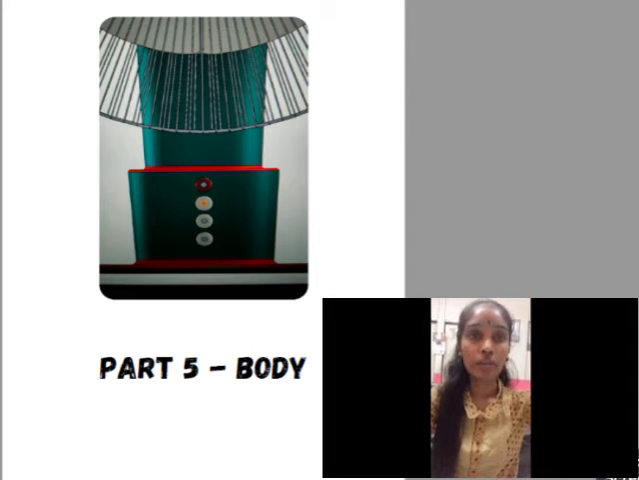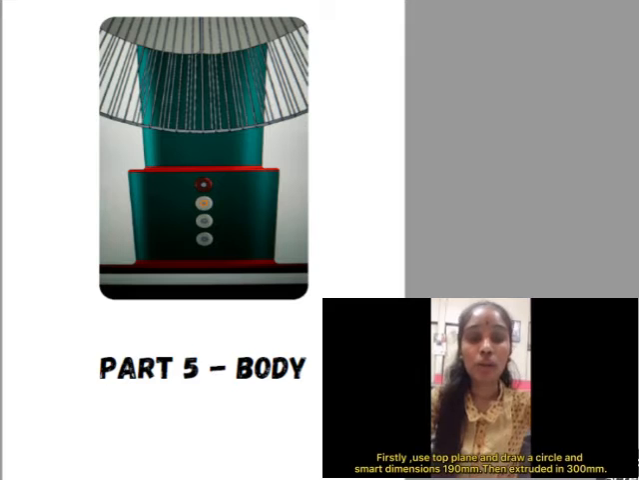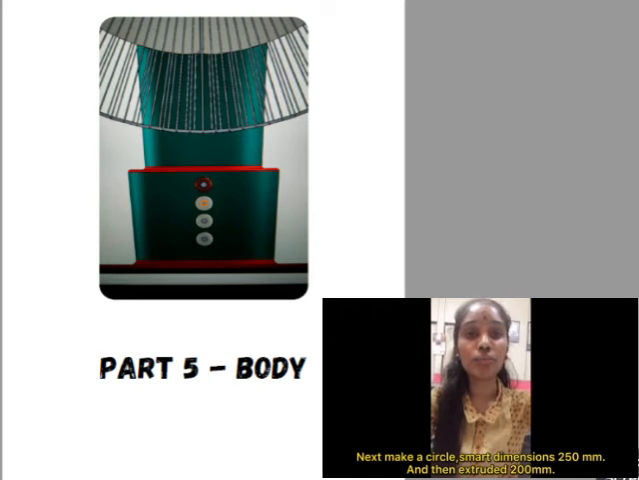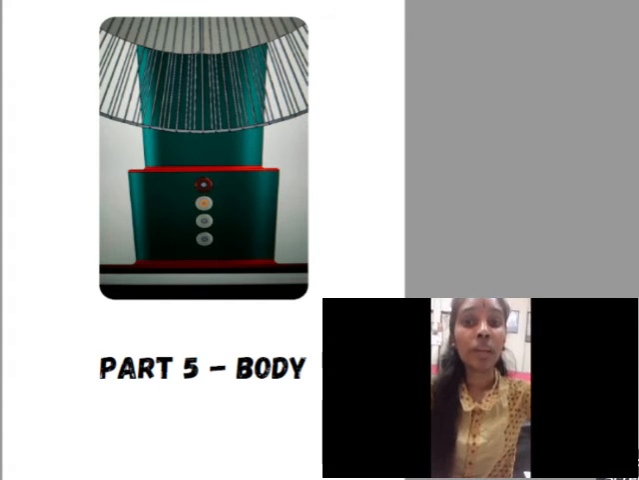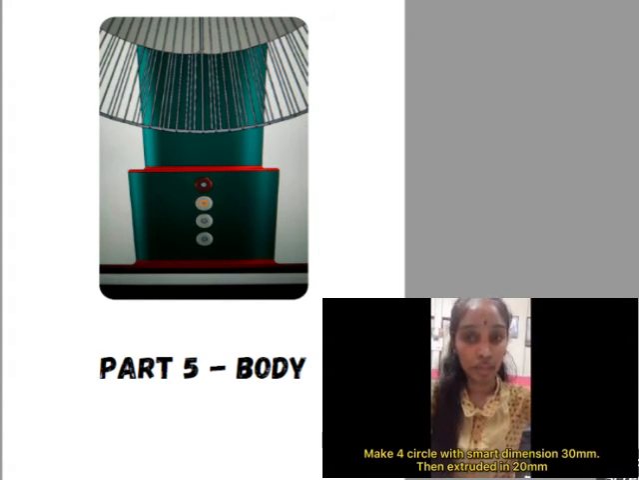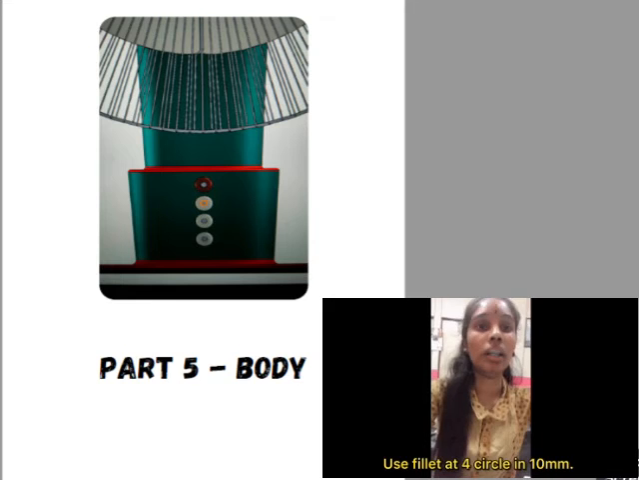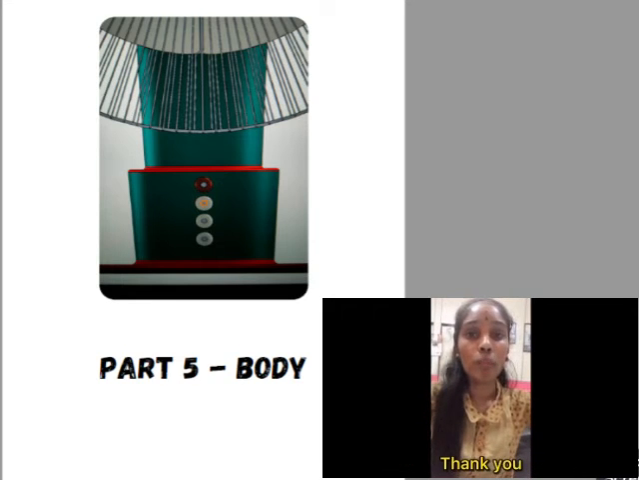Now I explain about the body of the table fan. Firstly, use top plane and draw a circle and smart dimension 190 mm. Then extrude in 300 mm. After that, make a plane sketch. Use spline to make a curve. Then cut it. Next, make a circle and smart dimension 250 mm. And then extrude 200 mm. Then fillet 5 mm at middle of body. Make 4 circles with smart dimension 330 mm. Then extrude in 20 mm. Use fillet at 4 circles in 10 mm. That's all for body of table fan.